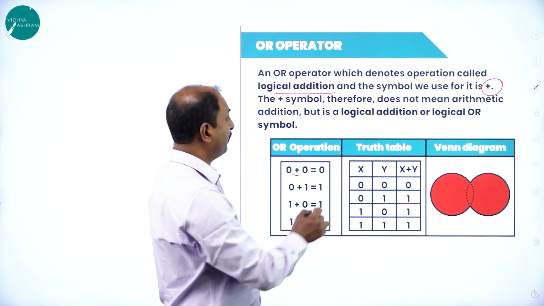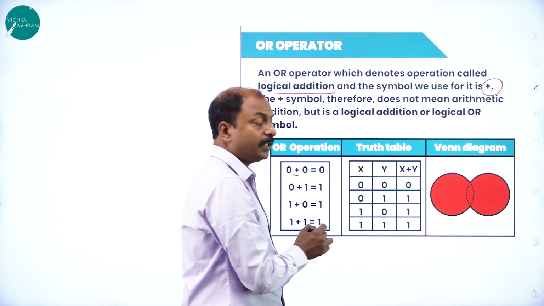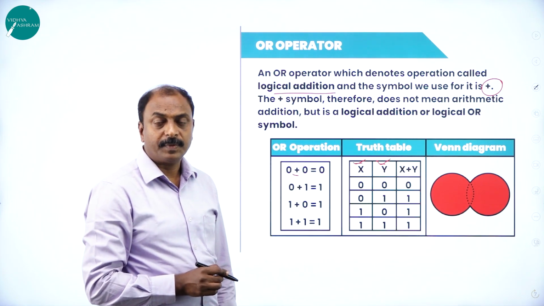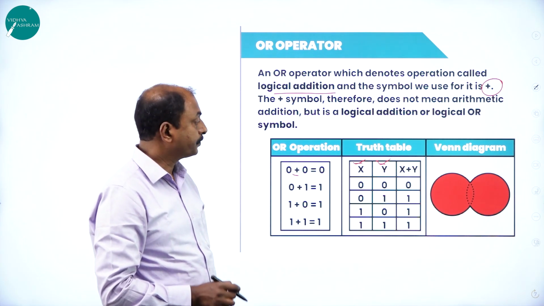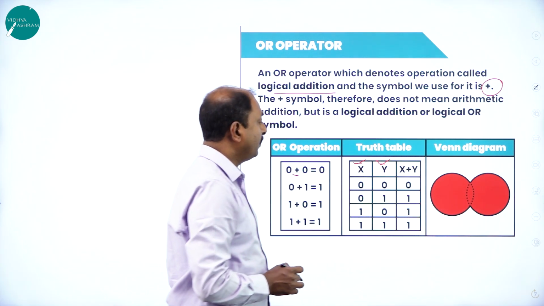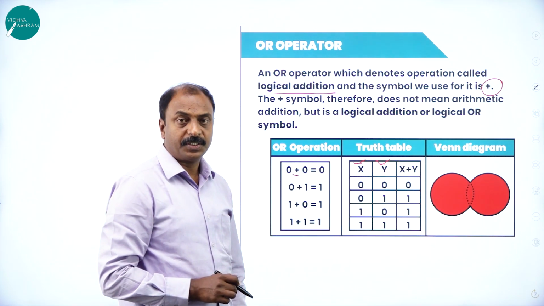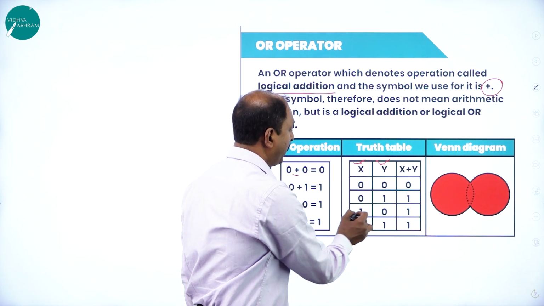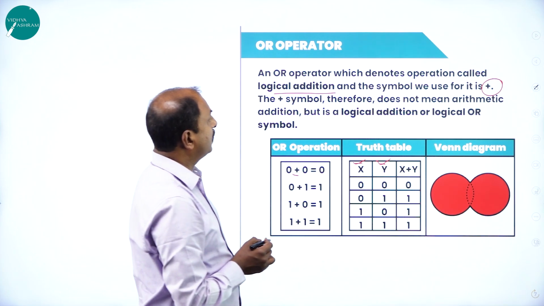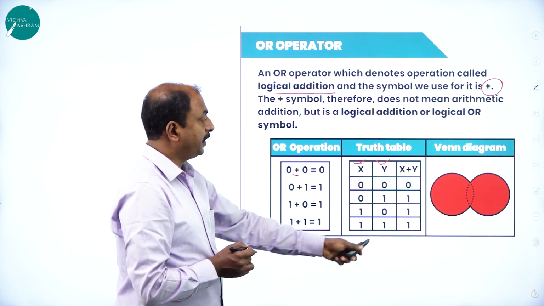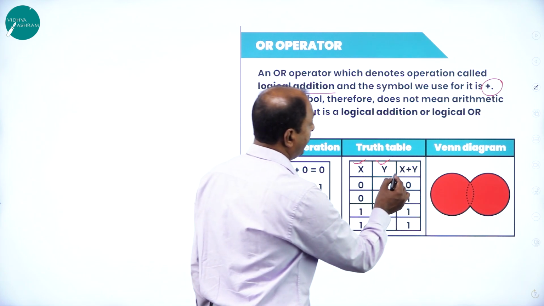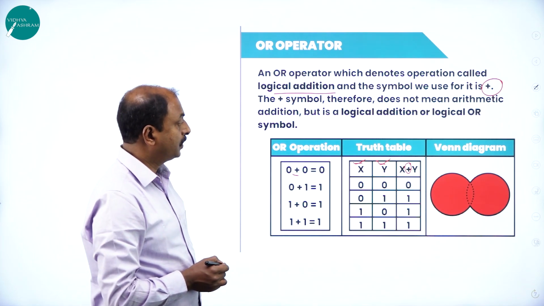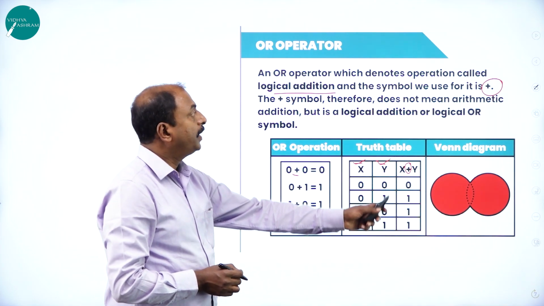Now look at the truth table for this. Here there are two variables, x and y, for the OR operation. With two variables, we can have four different combinations: 0, 0 is one combination, then 0, 1, then 1, 0, and 1, 1. This is the truth table, and the result is x plus y, where plus denotes the OR operation. This is nothing but binary addition.